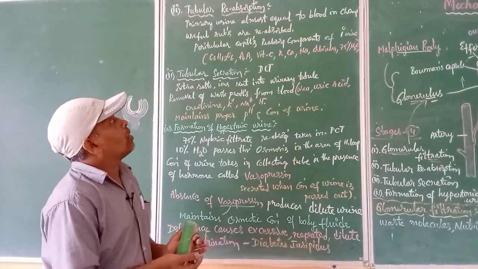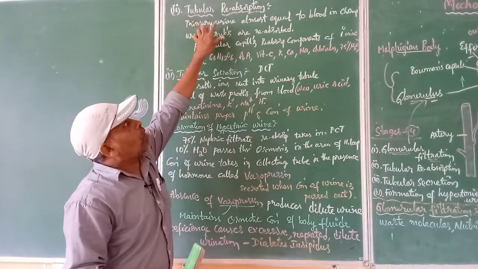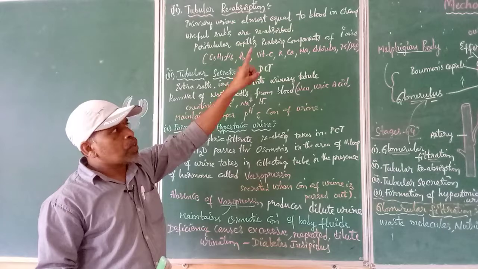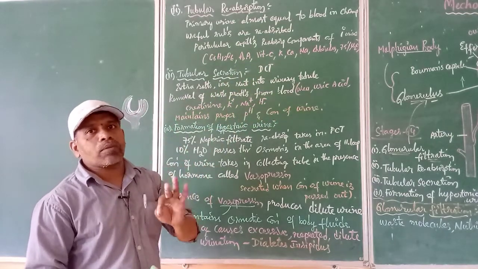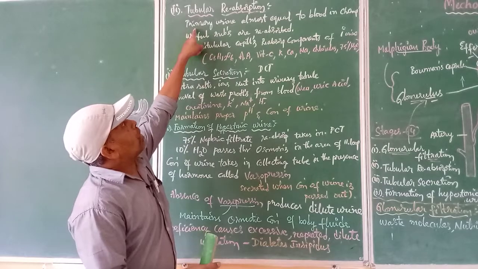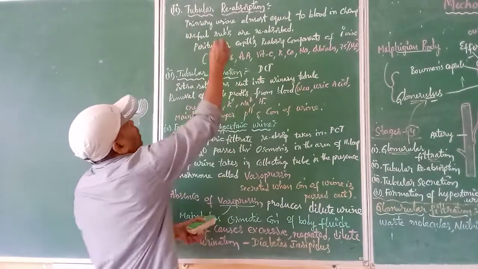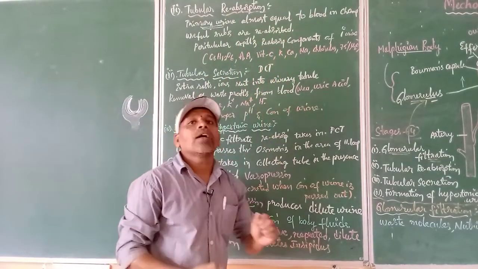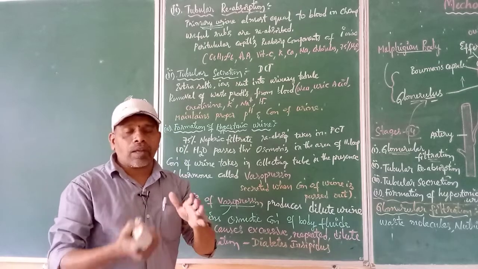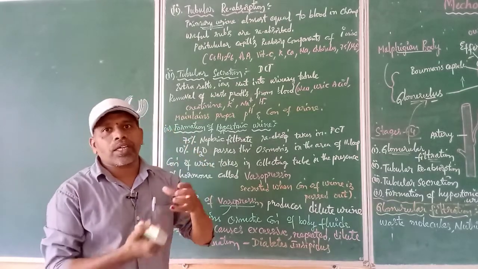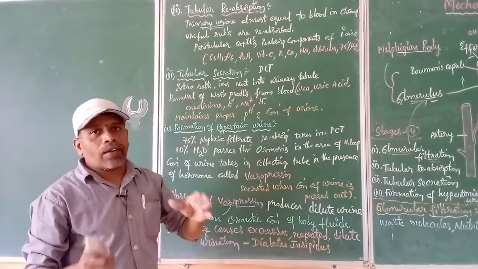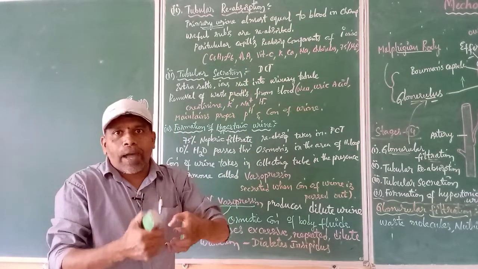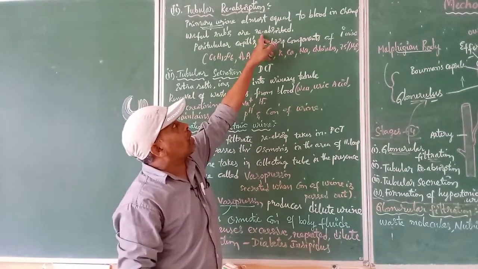So who will do this work? It is done under the second process, that is tubular reabsorption. This urine which is formed in the beginning, which travels from the Bowman's capsule into the PCT, proximal convoluted tubule, is called the primary urine. This is almost equivalent to blood in chemical composition. Whatever substances are generally present in our blood are present in the primary urine. In that, whatever useful substances are present are reabsorbed. Taking it back into the body is what we call reabsorption.